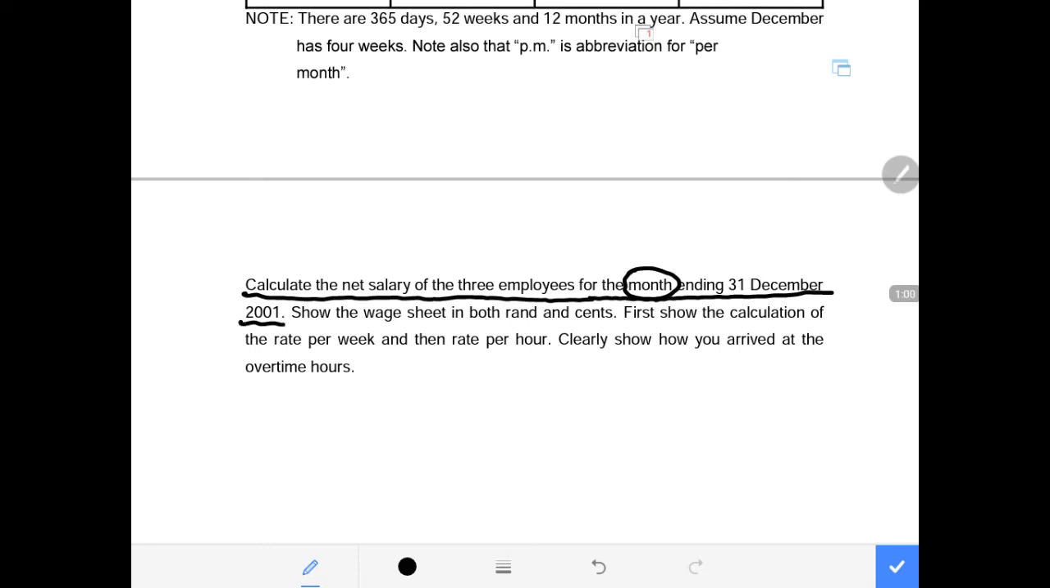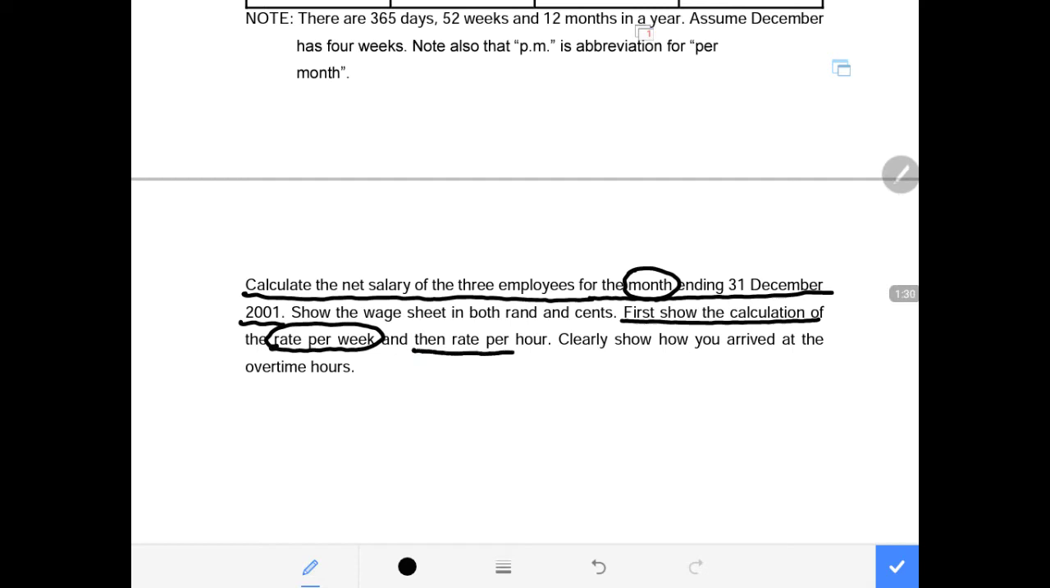We are also required to show the wage sheet in both rand and cents, and we are further instructed to first show the calculation of the rate per week. That means we are to calculate the rate per week. It is very likely that we are given salaries for the full year, then we are to convert them to weekly salaries and determine the rate per hour based on the number of hours the employees work per week.